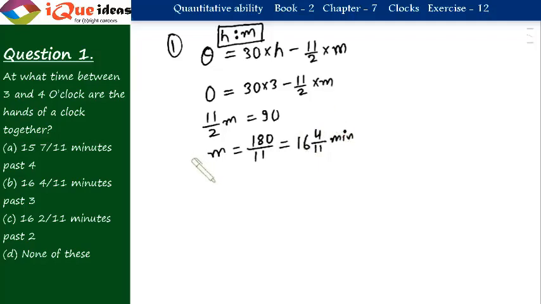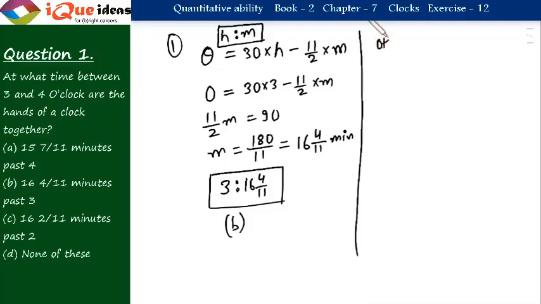So the moment would be 3:16 4 by 11. This is the time at which the minute hand and hour hand would be together between 3 and 4. So if you look at the options, it is 16 4 by 11 minutes past 3. That is B option. Alright. Now there is one more way of doing this question. Let's say the other method for this question.